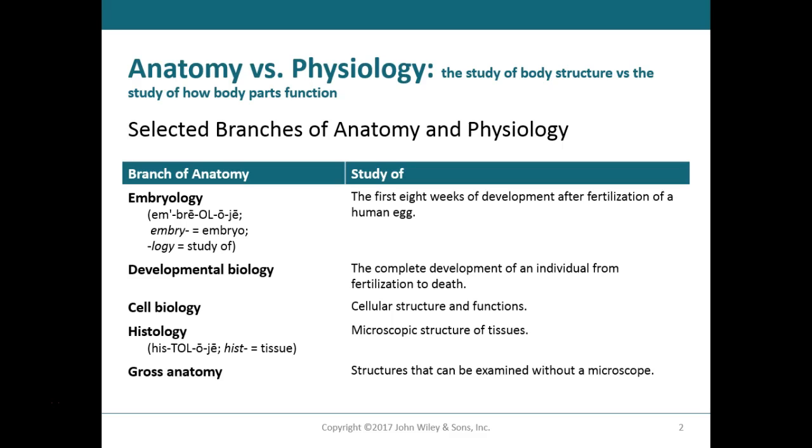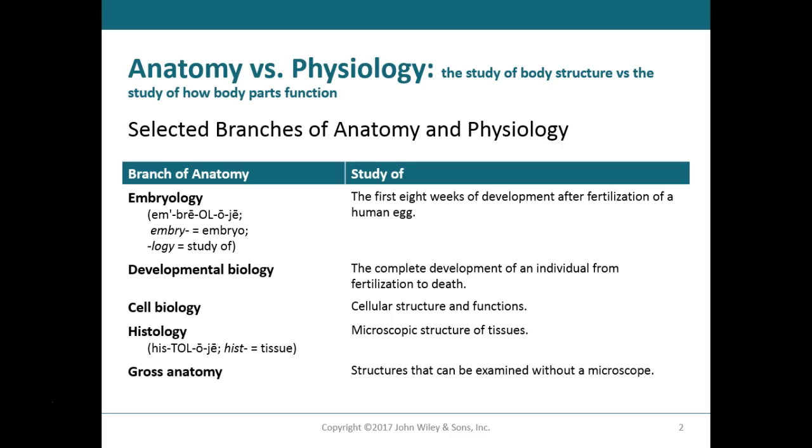All right, so now that you know what anatomy and physiology is all about, we'll look at some examples of selected branches of anatomy and physiology. So looking at anatomy first, embryology. You've all heard the term embryo, and of course that's part of our development. So embryology, ology means the study of, embry refers to the embryo. Developmental biology studies the way that an individual develops from the time that the sperm fertilizes the egg until the time of their death. Cell biology, well, that one's pretty self-explanatory, huh?